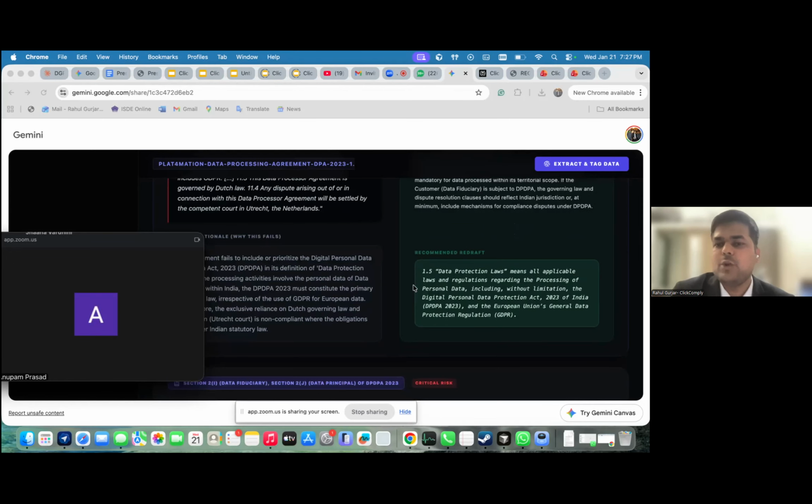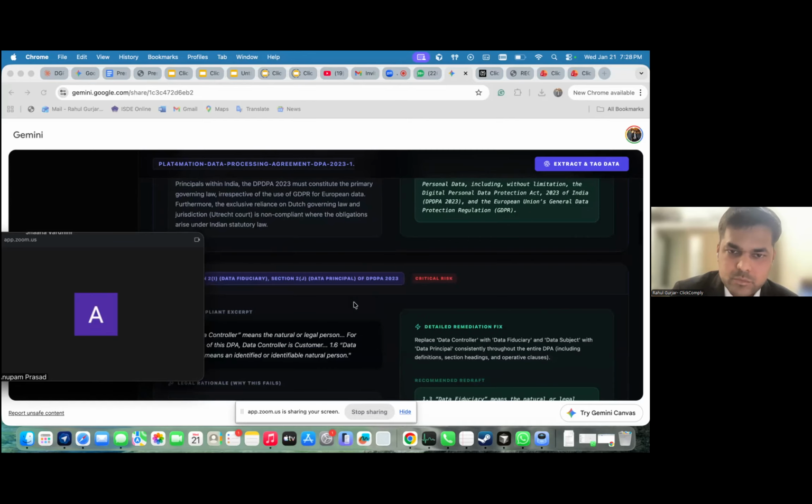And then it will also give you a redraft. It will tell you how you can make that clause compliant. You can directly copy paste it into your existing contract, or you can add it as an addendum, or if you don't like the wordings, you can edit it and draft it yourself. So the recommended redraft that my tool would suggest is that data protection laws means all applicable laws and regulations regarding the processing of personal data, including without limitation the DPDP Act and European GDPR.